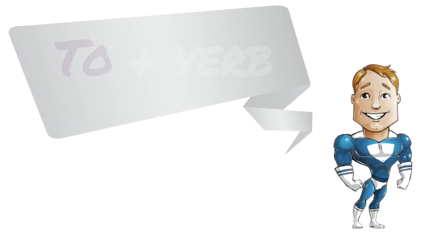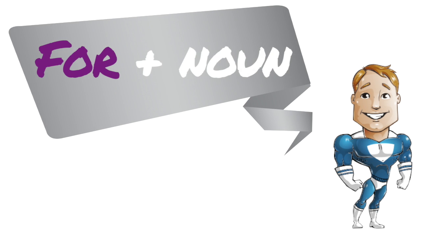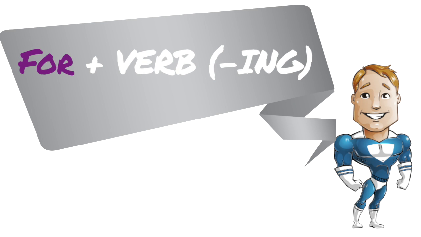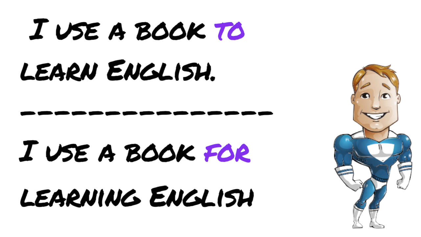So now let's just recap. The most important thing to remember is that we use to plus a verb and for plus a noun. We use both to and for motives or reasons. Just remember that after for we need a verb plus ing because the verb becomes a noun that way. So we can say, I use a book to learn English, and I use a book for learning English. It's the same thing. I also mentioned various cases for the use of to and for.